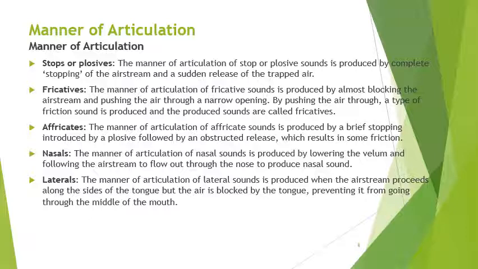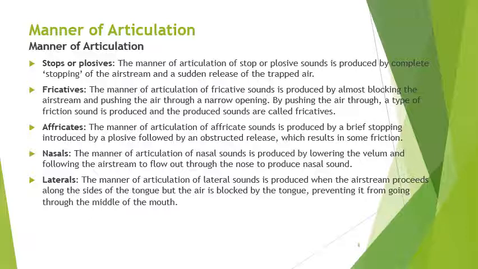And we have nasals. The manner of articulation of nasal sound is produced by lowering the velum. Recall, we have in the speech organs the velum, allowing the airstream to flow out through the nose to produce nasal sounds. You have the air being stopped in the mouth and the velum being lowered, then you have the flow out through the nose to produce the sounds. Sounds produced are called nasals, and they are m, n.